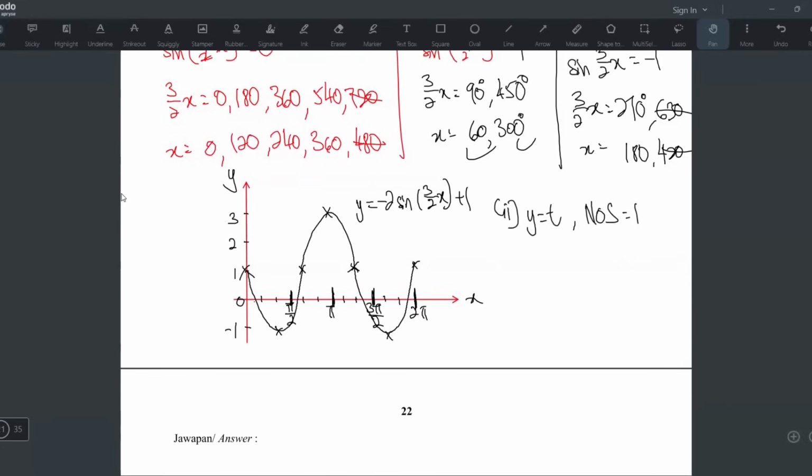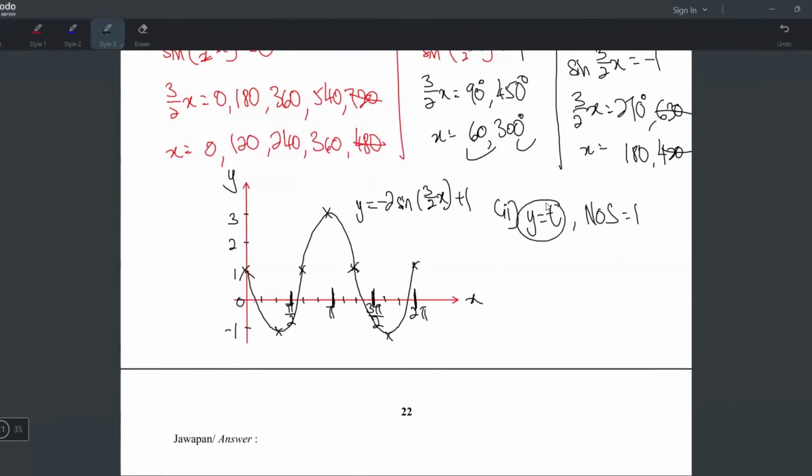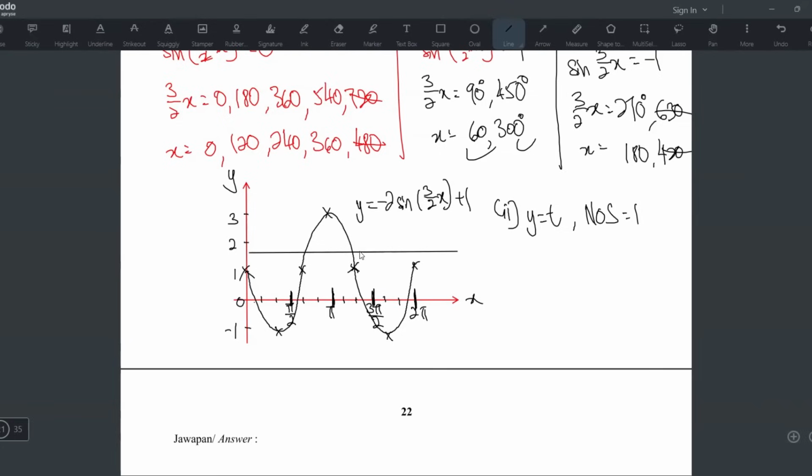Okay, we all know that this line will be a horizontal line because it has no x. It's just y equals t, and t will be a number, right? So if it is y equals a number, that means it's a horizontal line. It will only be a slanted line when the equation has both y and x. Okay, but the horizontal line will not be here. It will not be here, because if it's here, then the number of solutions is already two.